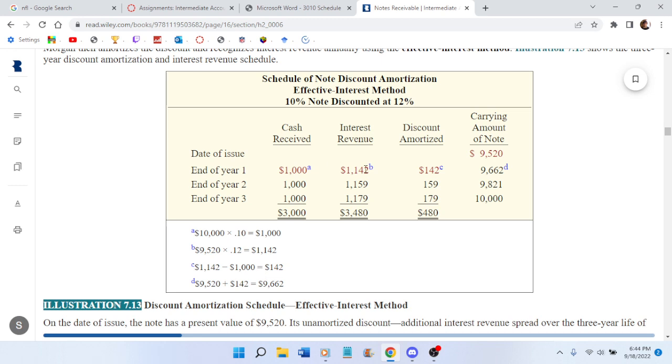Cash received, interest revenue. C equals this minus this. Discount amortized. D equals this plus this. This plus this. Okay, and then just repeat.